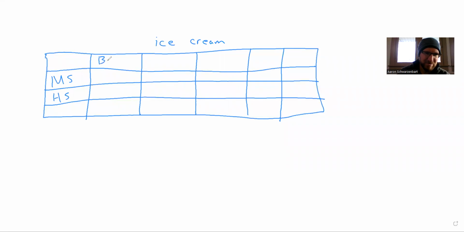Ice cream flavor: bubble gum, mint chocolate chip, cookie dough, and strawberry. How about those will be our four options? So these are the only options that students are given. Now there's quite a few more ice cream flavors out there, but here's the options.